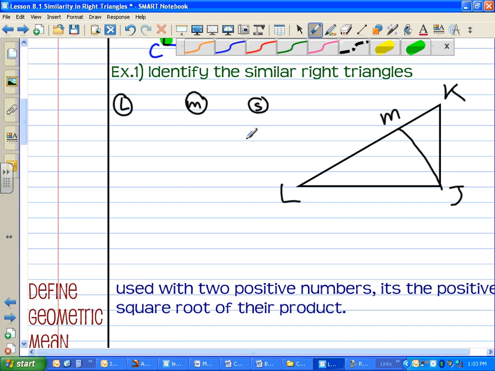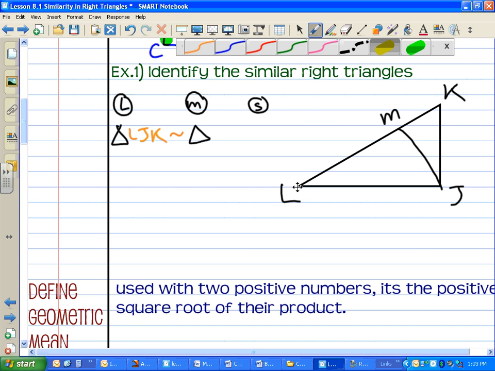1, 2, 3. What's the big one? The order of the big one. So I'm going to say, and we got to do this in order. Triangle LJK, similar to triangle, what's the medium one? Here's where it's tricky, right?